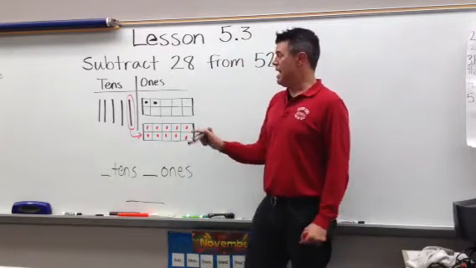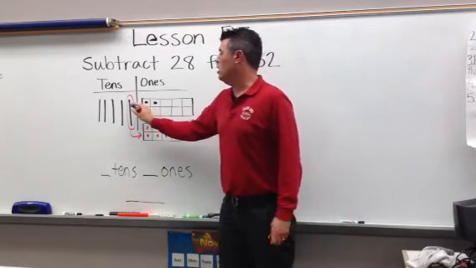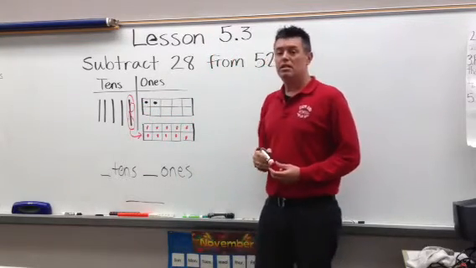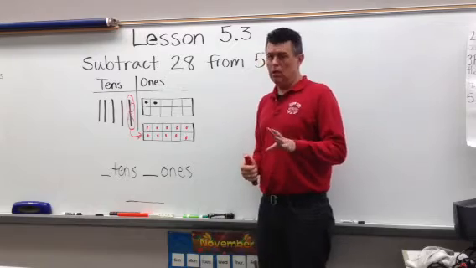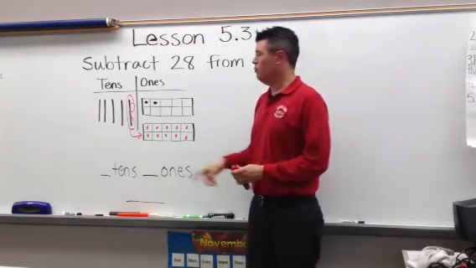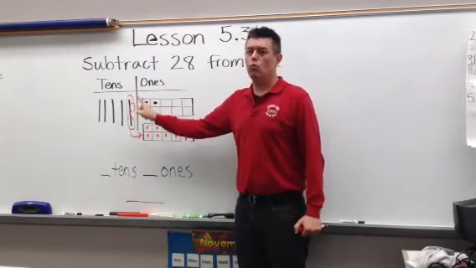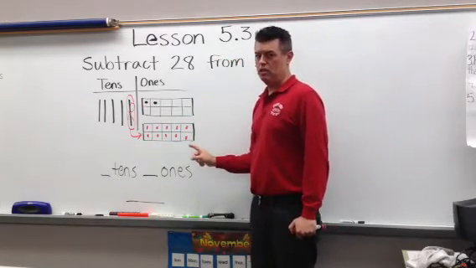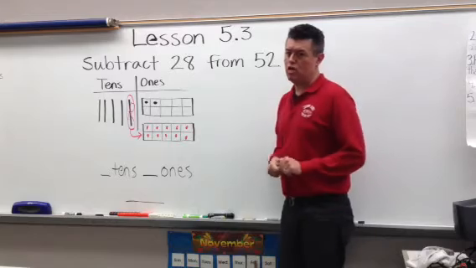All right? And now that we're done with it, we're going to put an R over that 10 to signify that it has been regrouped, because it's important that the kids understand that we did not subtract this 10, we regrouped it. It's still here, it's just been split up into the 10 ones. Now we're ready to do our subtraction problem.